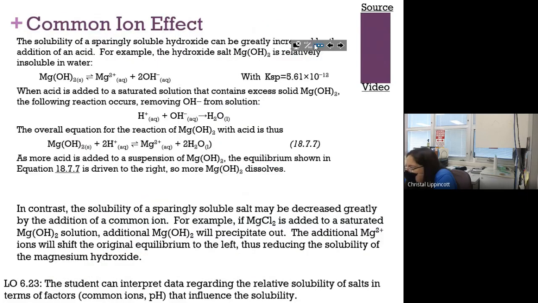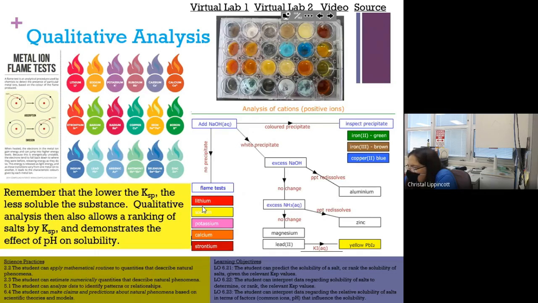All right, common ion effect. This comes up almost every year, where you're going to end up with common ions, and that's going to change your solubility because you're adding more of this material in, which is then going to shift things. So it'll end up decreasing that solubility a lot of the time because you've already got ions in there. Qualitative analysis then, remember that the lower the Ksp, the less soluble the substance is. So the qualitative analysis also allows a ranking of salts by Ksp and demonstrates the effect of pH on solubility.